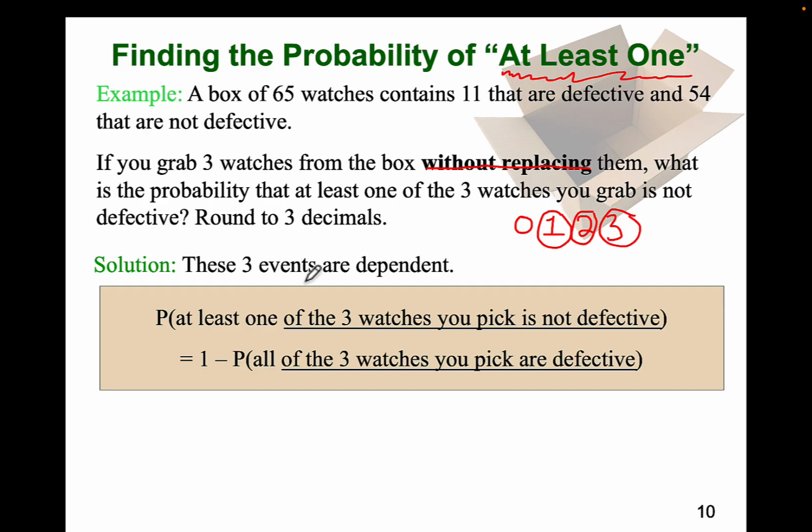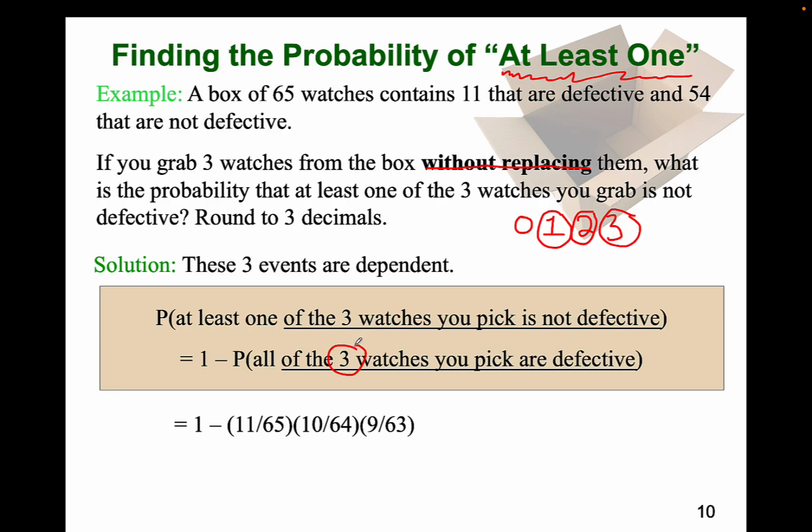Hence why we're using the complementary event of 1 minus the probability that all of them, or 0 of the watches, right here, are defective. All right, we're going to set this up as: keep your equal sign, keep your 1, drop your minus sign. Now this right here is going to turn into 3 fractions. We know that from the last couple sections. The number 3 here, so we need 3 fractions.